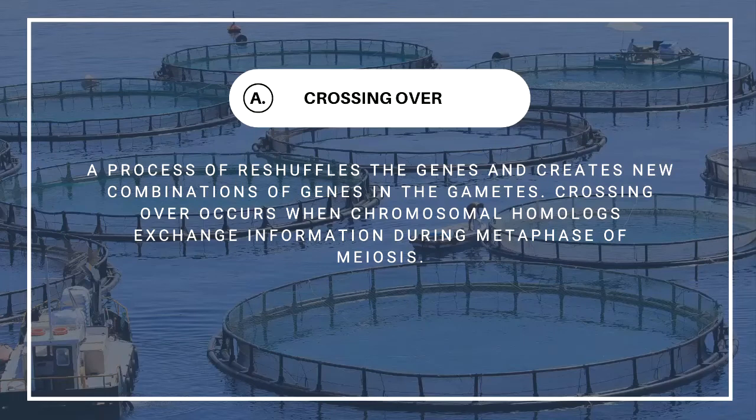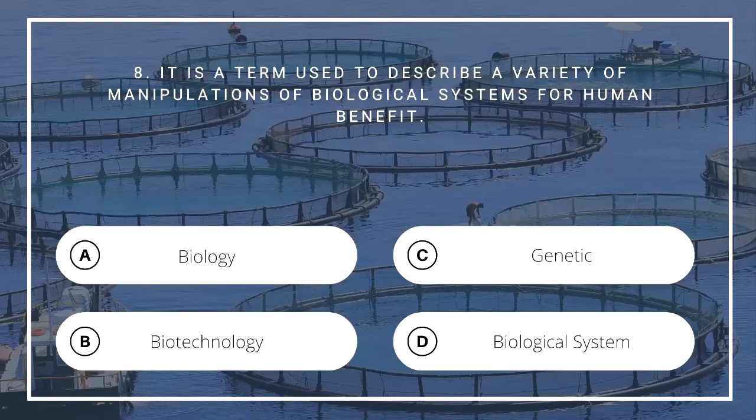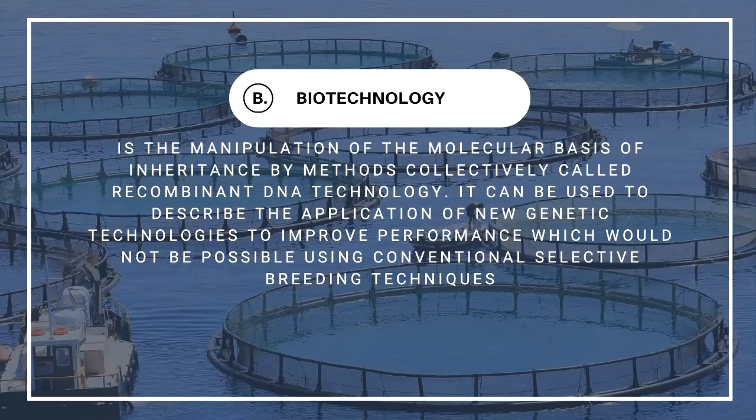Number 8. It is a term used to describe a variety of manipulations of biological systems for human benefit. A. Biology. B. Biotechnology. C. Genetic. D. Biological system. Answer: B. Biotechnology is the manipulation of the molecular basis of inheritance by methods collectively called recombinant DNA technology. It can be used to describe the application of new genetic technologies to improve performance which would not be possible using conventional selective breeding techniques.